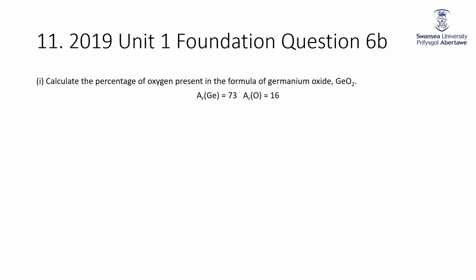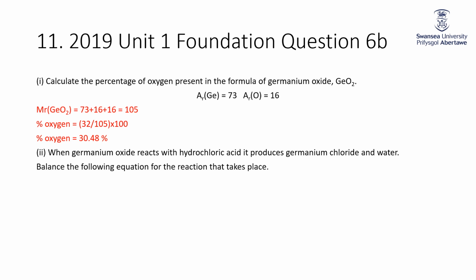Question 11 asks us about the percentage of oxygen present in the formula of germanium oxide, GeO2. So the Mr of germanium oxide is 105, adding up 1 germanium and 2 oxygens. And the percent oxygen is calculated by the oxygen over the Mr of the molecule times 100 to give 30.48%.